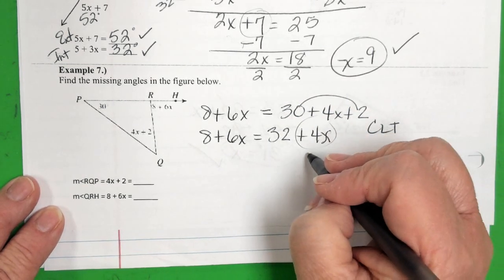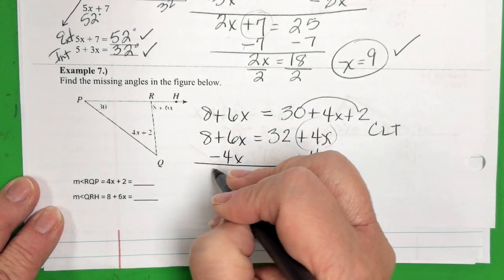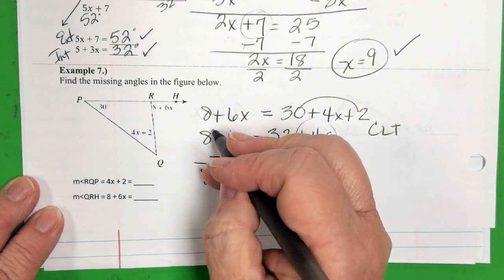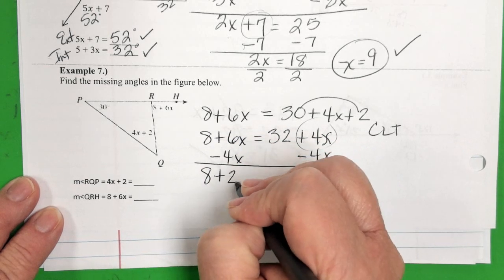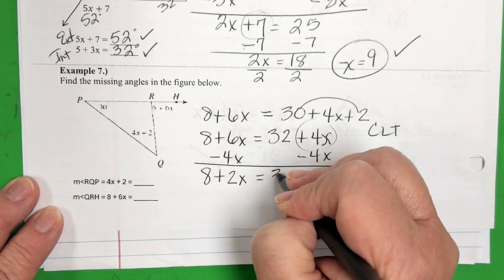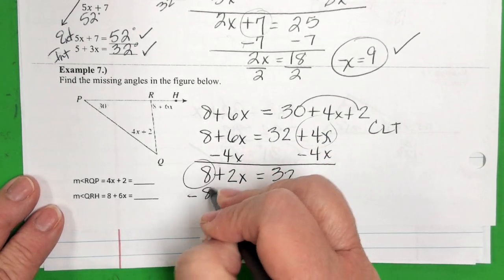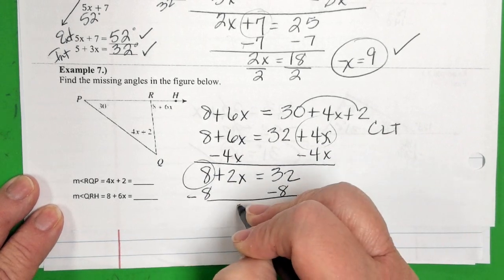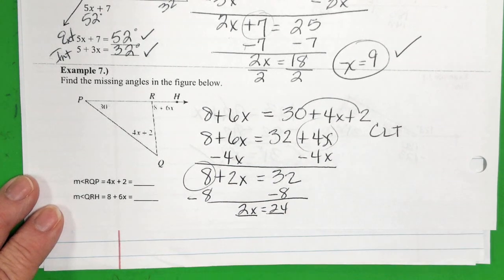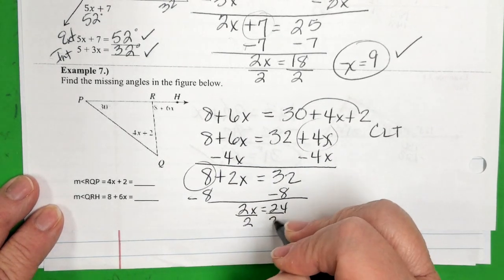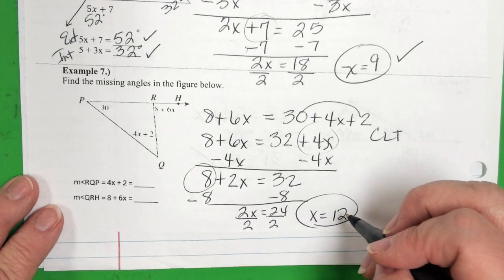Moving to 4x, we're going to subtract 4x from both sides. 8, we haven't done anything with 8, so it's still there. 6x minus 4x is positive 2x. Now we're going to move the 8 by subtracting 8 from both sides. We get 2x equals 24. Now that they're separated, we can divide by 2. X equals 12. Now remember, that's just the value of x.